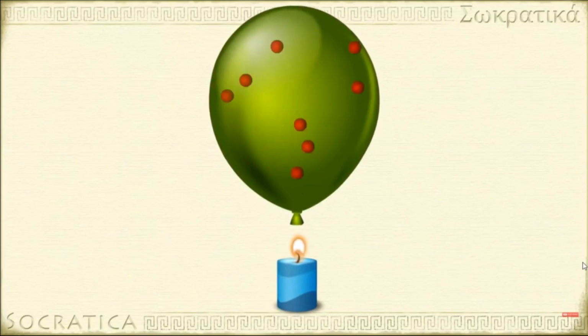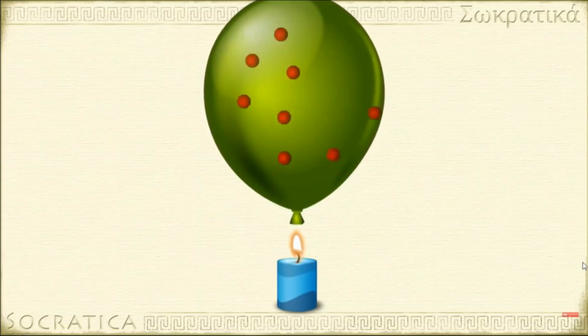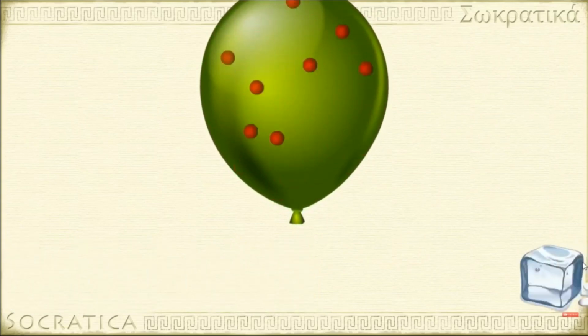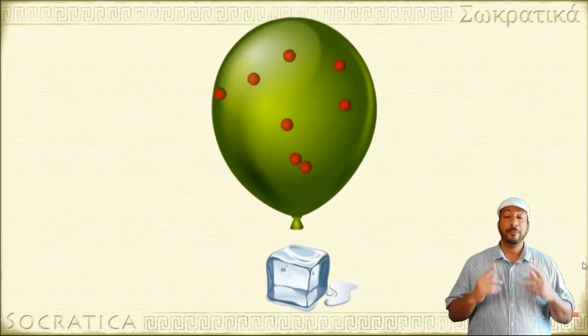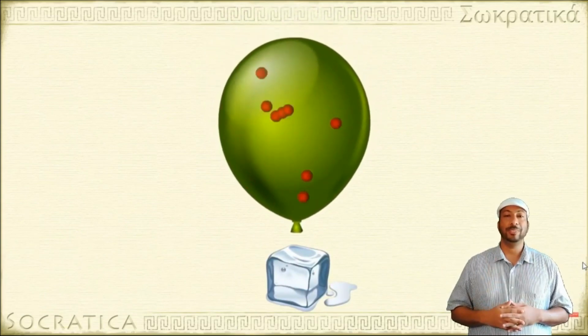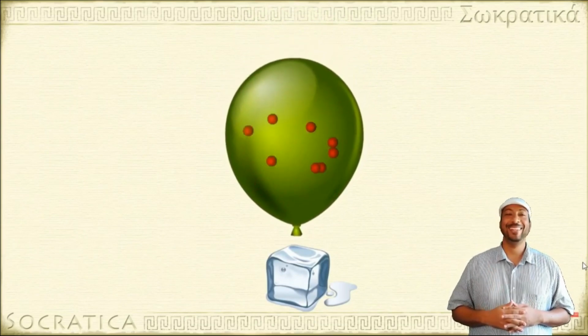The faster the gas particles move, the more they will push on the sides of the balloon, expanding it. If, on the other hand, you cool the gas down, you put your balloon on ice, that slows the particles of gas down, so the balloon will contract.